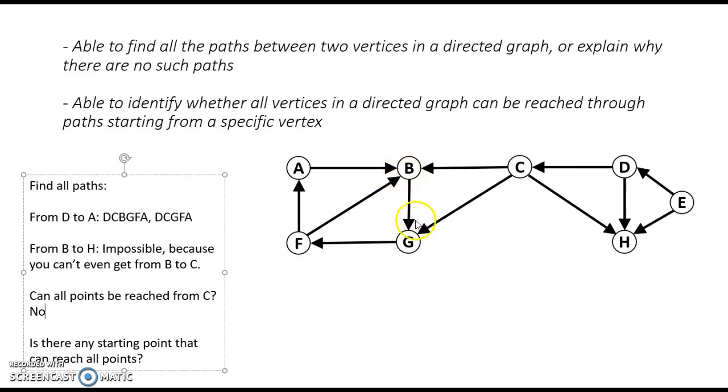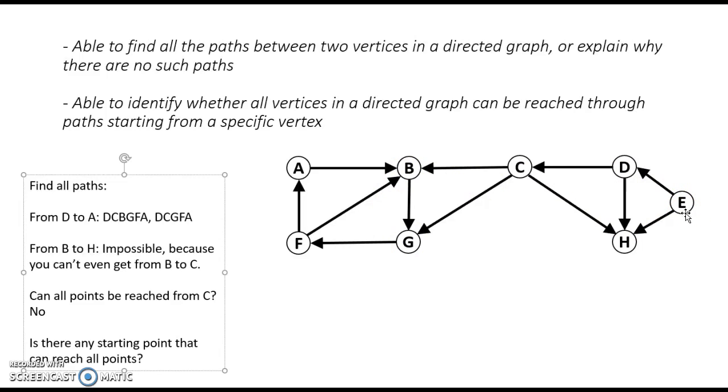I don't know, you could try them one by one, but pretty soon you're going to realize that the hard place to get is over here with D and E. Once you can get to D, you could get to C, and we've already seen that from C you'll be able to eventually reach all of these points. So D could get you pretty much the entire group, but even D can never get to E. E itself has only outbound arrows coming from it. It's the only point in the graph like that.